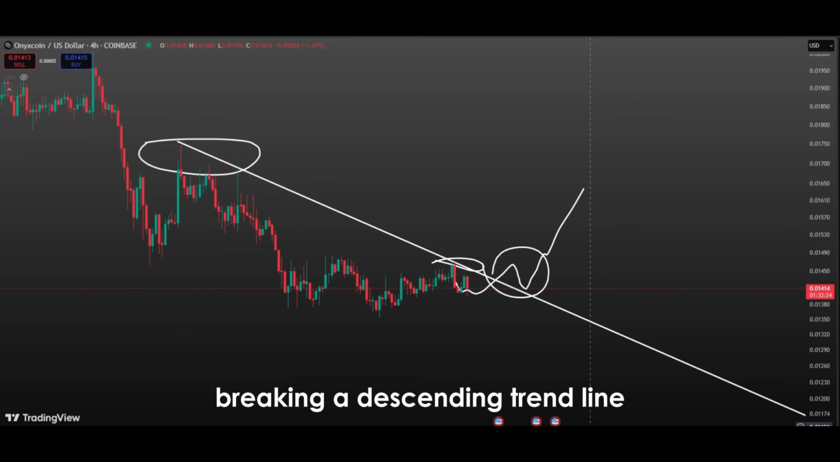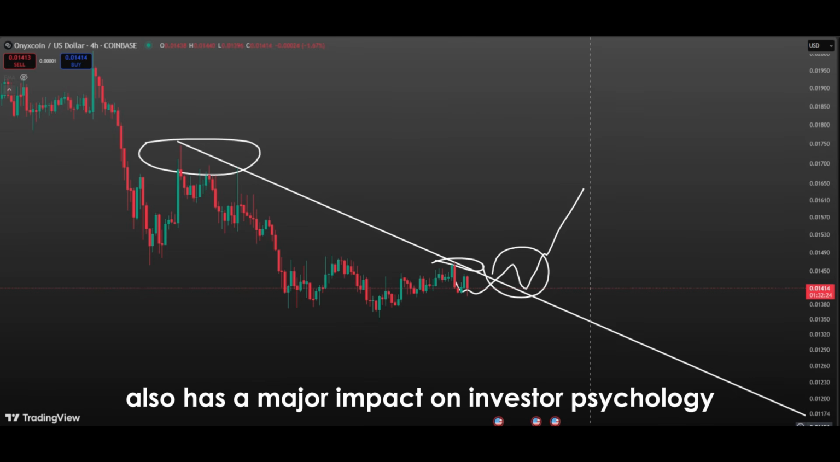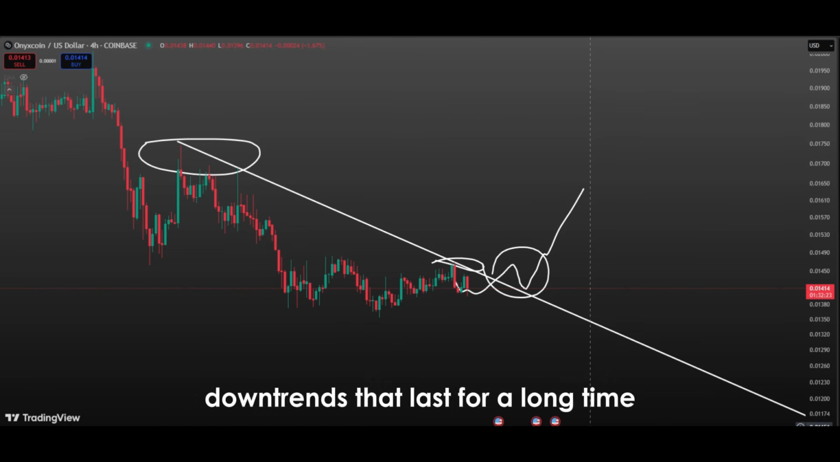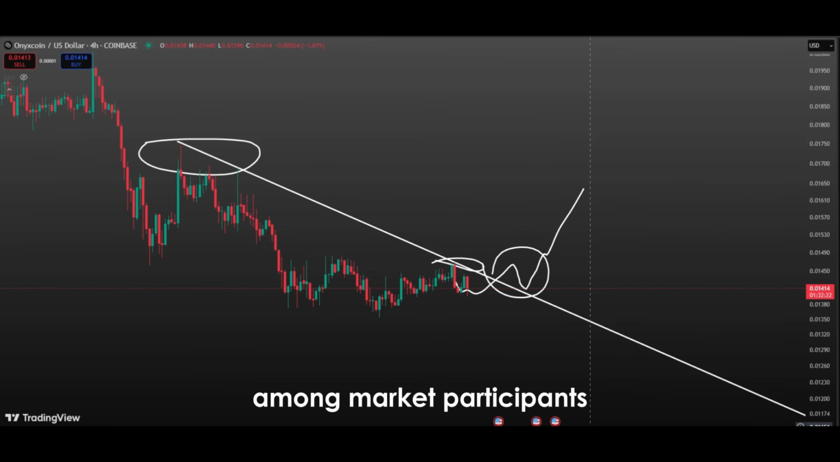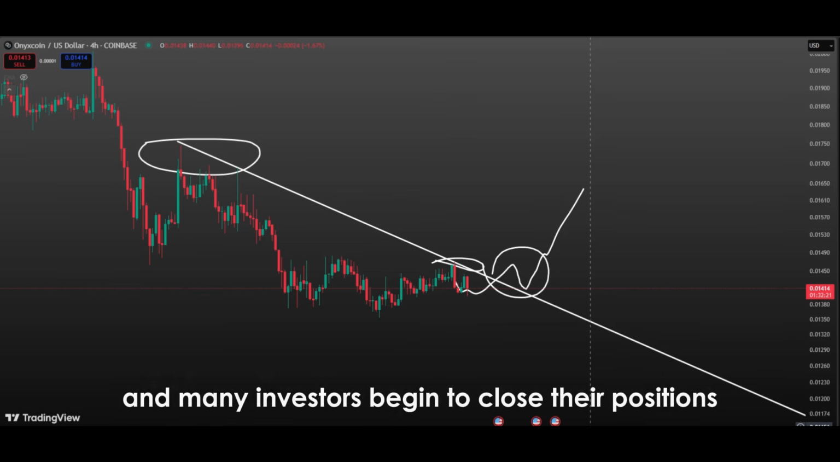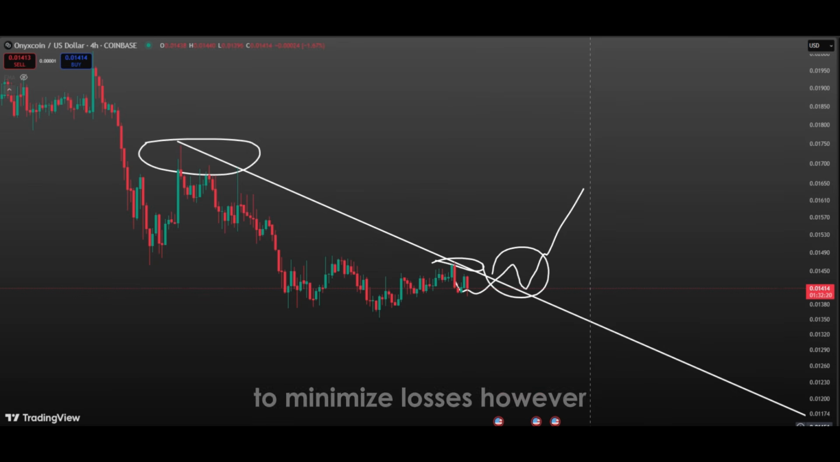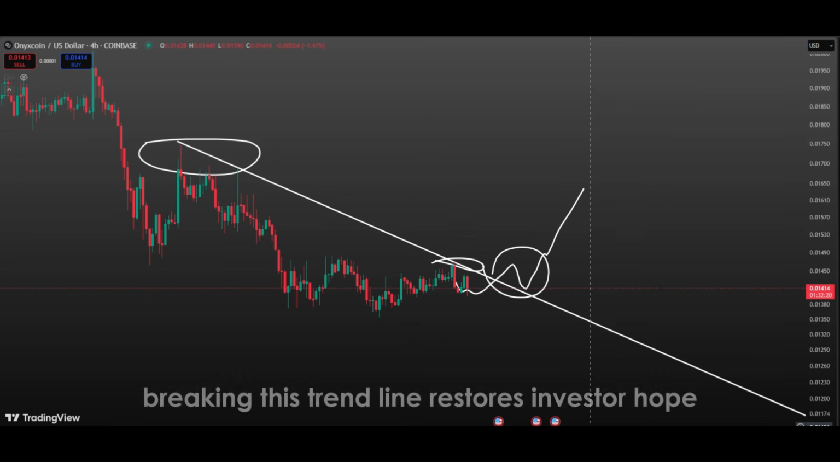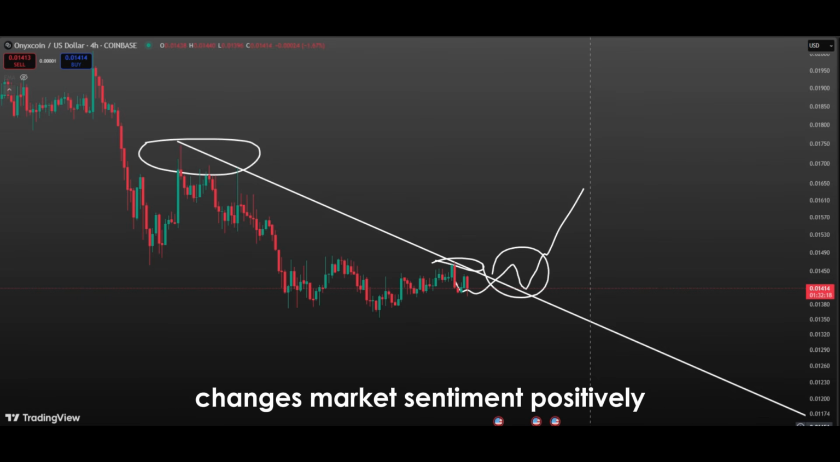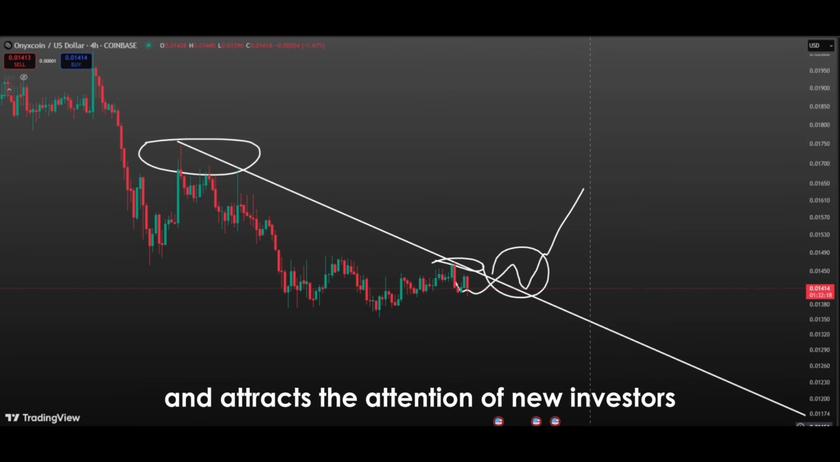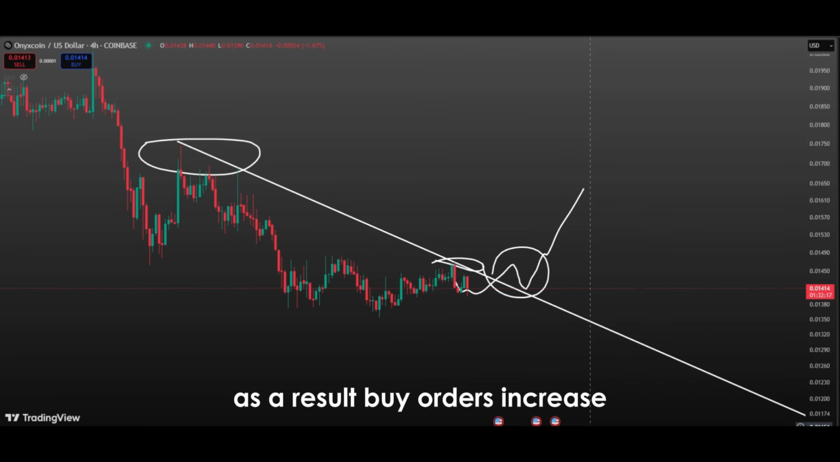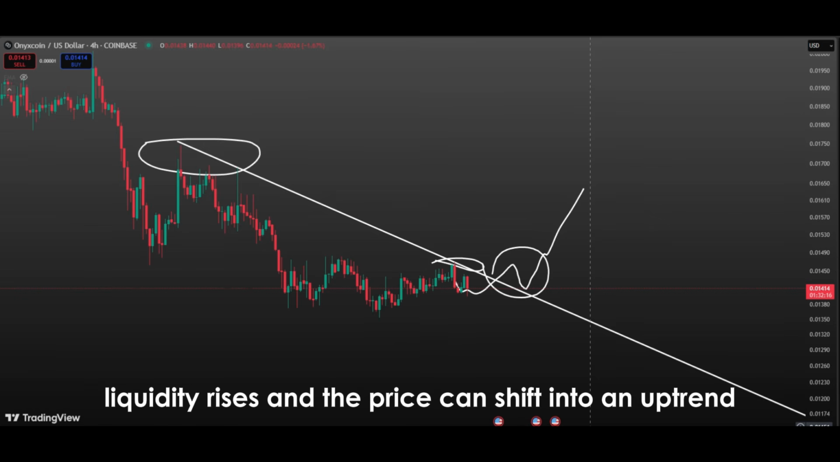Breaking a descending trend line also has a major impact on investor psychology. Downtrends that last for a long time create a pessimistic atmosphere among market participants. Selling pressure increases, and many investors begin to close their positions to minimize losses. However, breaking this trend line restores investor hope, changes market sentiment positively, and attracts the attention of new investors. As a result, buy orders increase, liquidity rises, and the price can shift into an uptrend.